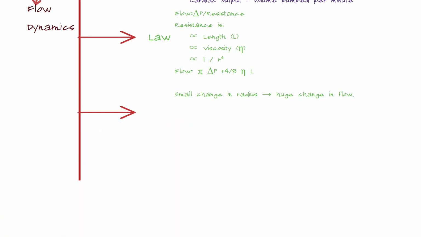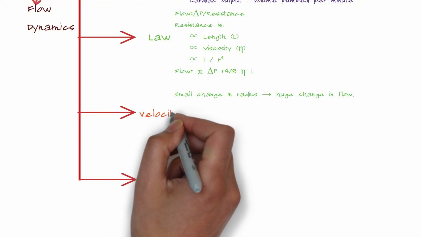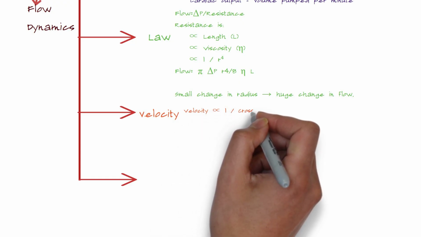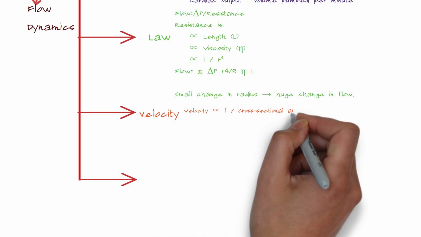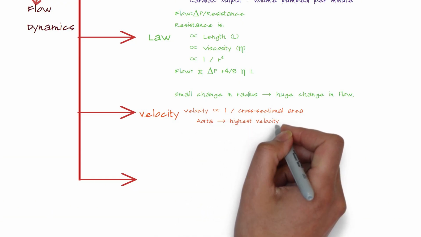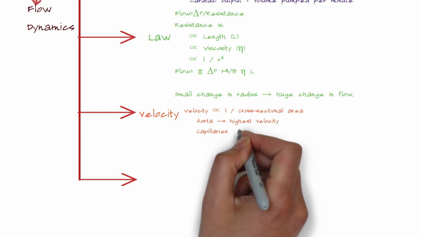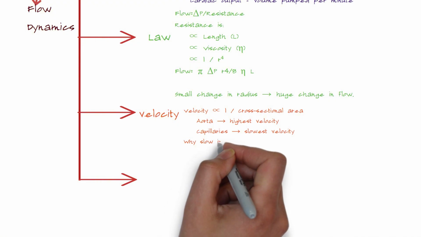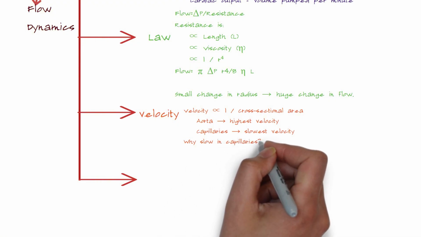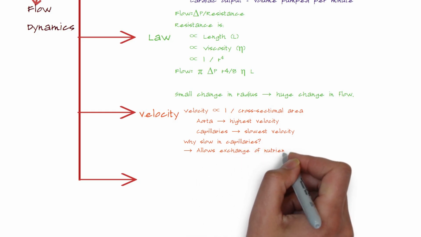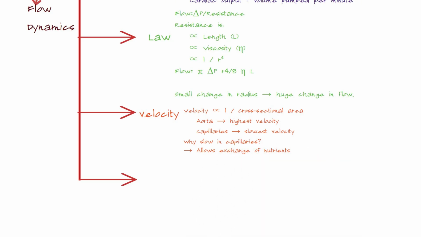Let's talk about the velocity. The velocity is related to the cross-sectional area, and it is inversely related to the cross-sectional area. The aorta has a small cross-sectional area, so the velocity is high, while the capillaries, in contrast, have a large cross-sectional area, so the velocity is very low. And the low velocity in the capillaries is very important to give time for the exchange of nutrients and substances. The type of the flow: the laminar flow is the normal physiological flow.